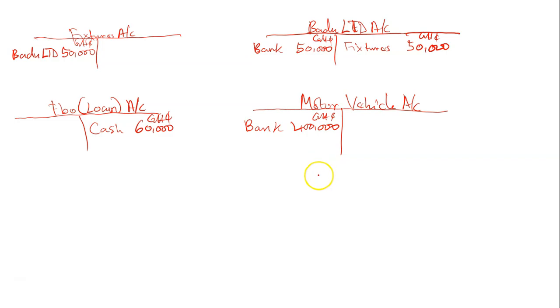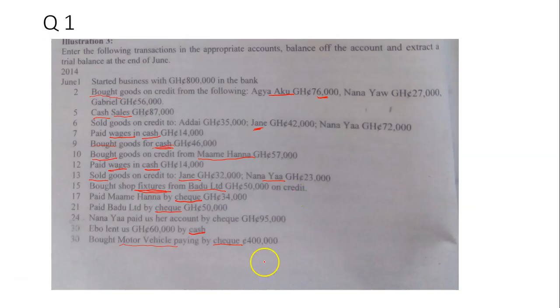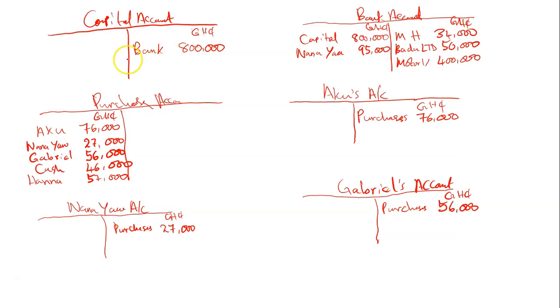Okay, so we are done with the transactions. So let's balance off the accounts. For the capital account, you check both the debit and the credit side. You realize that at this side you have 800,000, and you have nothing here, right? But you are going to find the total for both sides. So the total is 800,000. You record the total for both sides on the same line, 800,000.